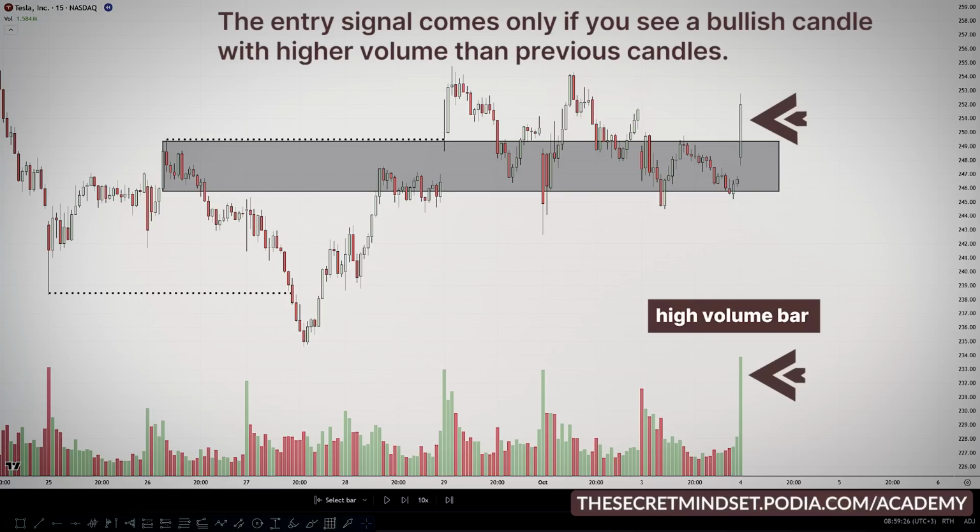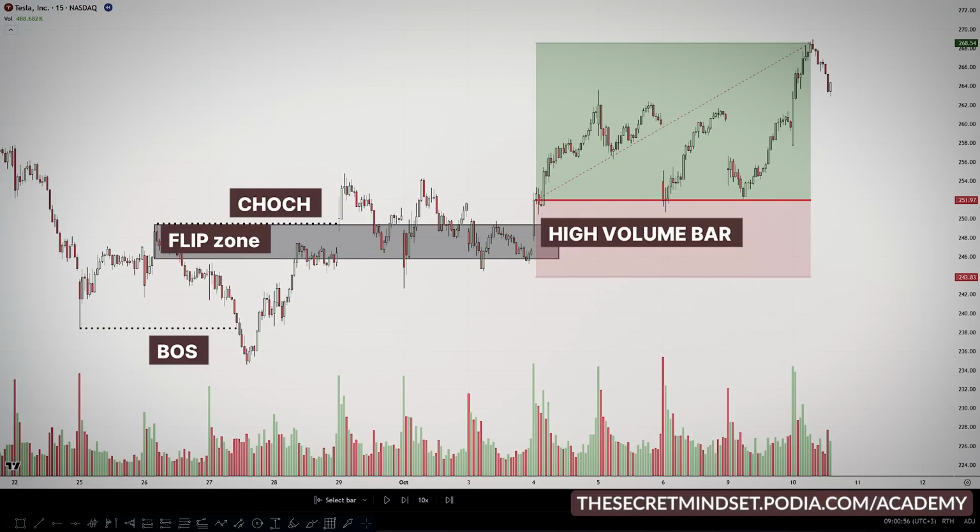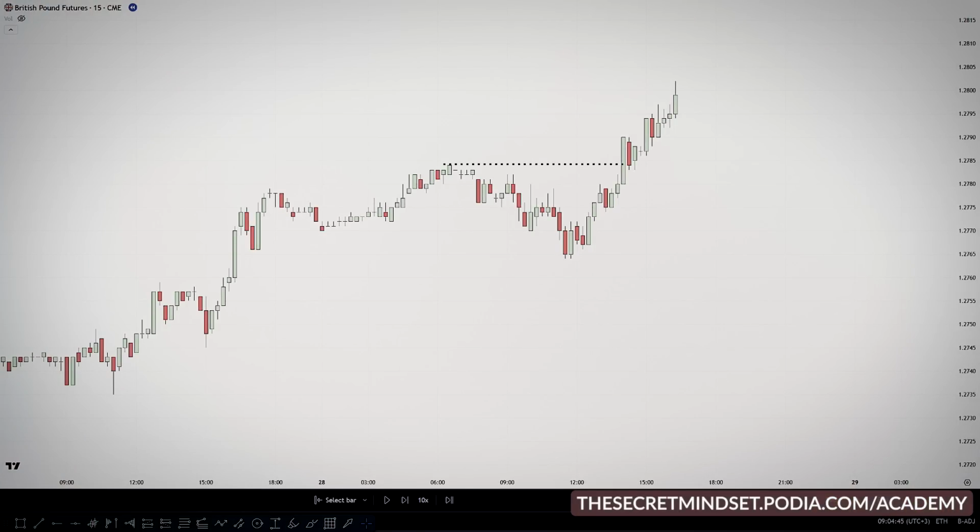The entry signal comes only if we see a bullish candle with higher volume than previous candles. This increased volume means there's strong buyer interest, hinting that big players might be getting involved. Now let's break down the steps for a short signal.